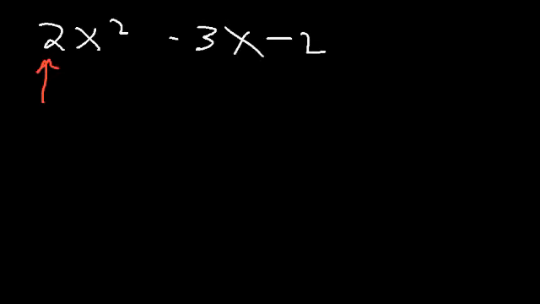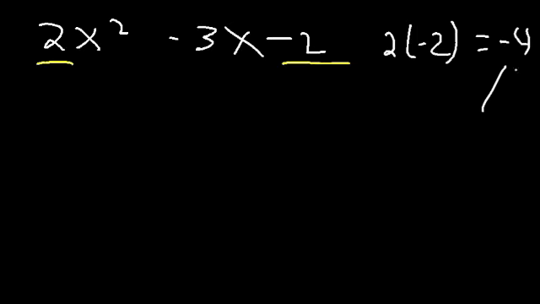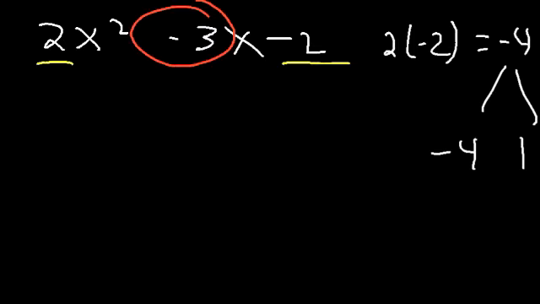But now let's say if the leading coefficient is not 1. Let's say if it's a 2. What can we do under these circumstances? The first thing we need to do is multiply the leading coefficient by the constant term. So 2 times negative 2 is equal to negative 4. So you need to find two numbers that multiply to negative 4 but add to the middle term, negative 3. So this has to be negative 4 and positive 1. Negative 4 times 1 is negative 4, but negative 4 plus 1 is negative 3.